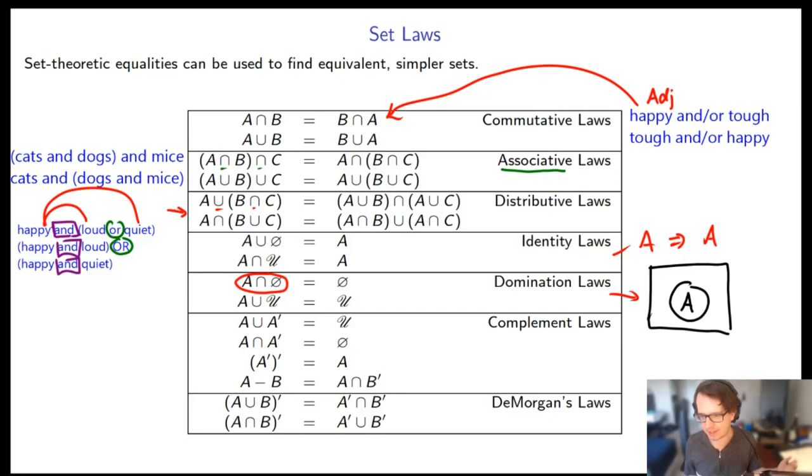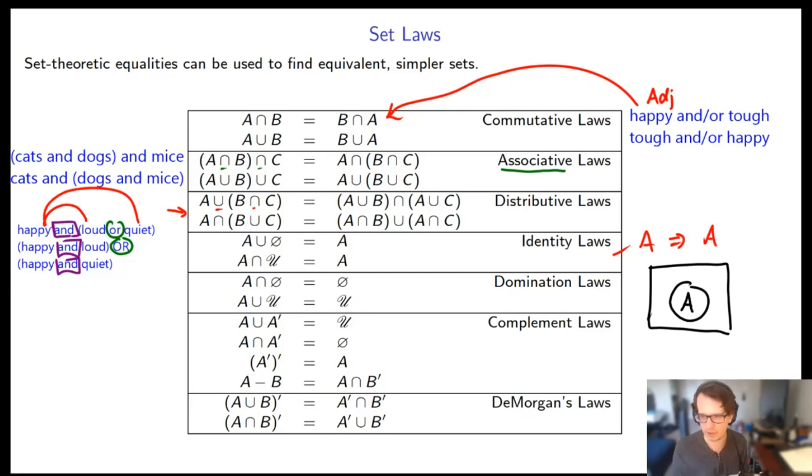If we take A union the universe, we're taking everything in A or everything in the universe. So we get our universe back. The universe dominates over the set A. This is like saying, I want dogs or everything. Well, dogs is included in everything.